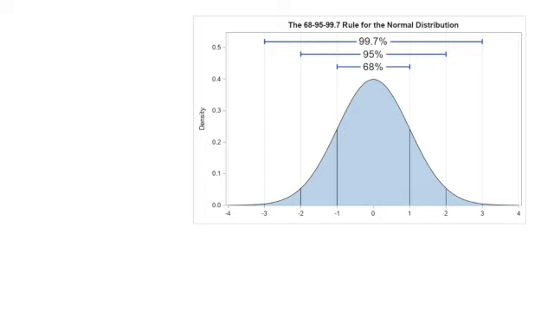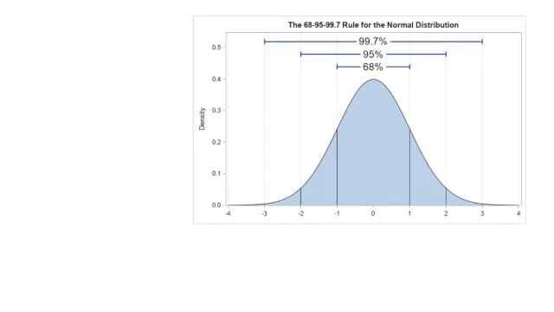Also note here that on the top, it says that there's a 68, 95, 99.7 rule for normal distributions. Basically what this means is that for a normal distribution, 68% of the area is between negative 1 and positive 1 standard deviations from the mean. 95% of observations are between negative 2 and positive 2 standard deviations from the mean. And finally, 99.7% of observations are between negative 3 and positive 3 standard deviations from the mean.